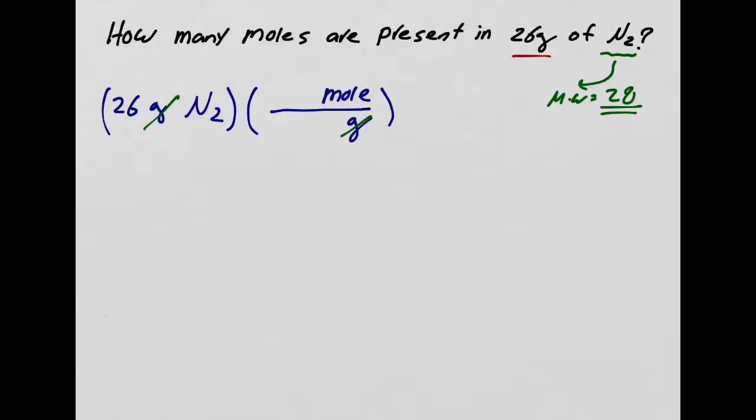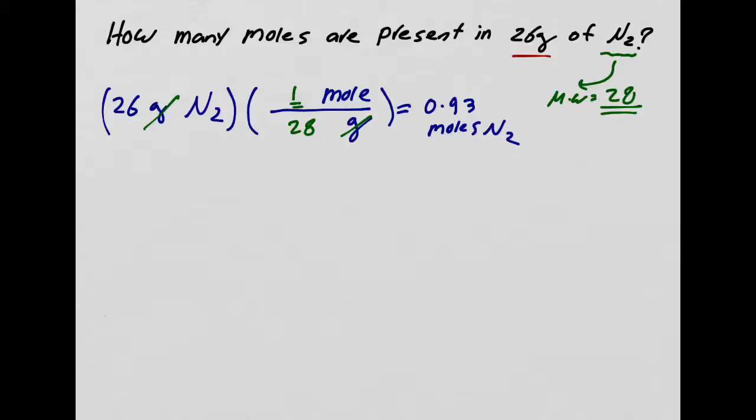Now, the molecular weight is 28, and we said molecular weight is always for what? Molecular weight is always for 1 mole. That's really key. So if I do this, I'm going to have 26 grams divided by 28. What I get is 0.93 moles of N2. You guys follow me so far? Not bad.